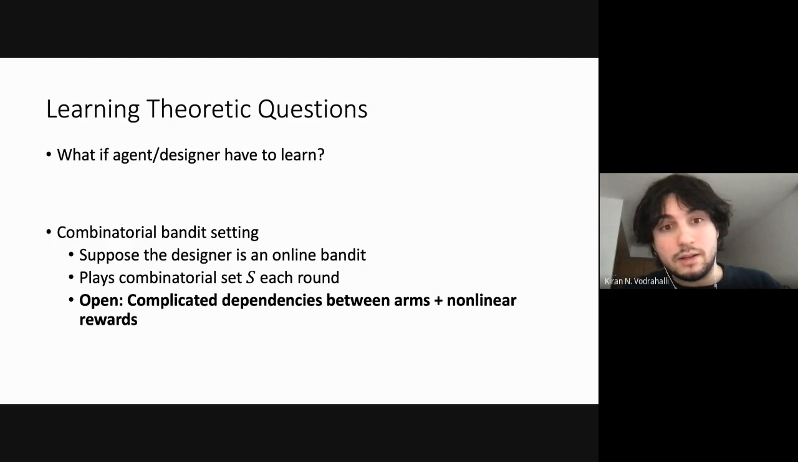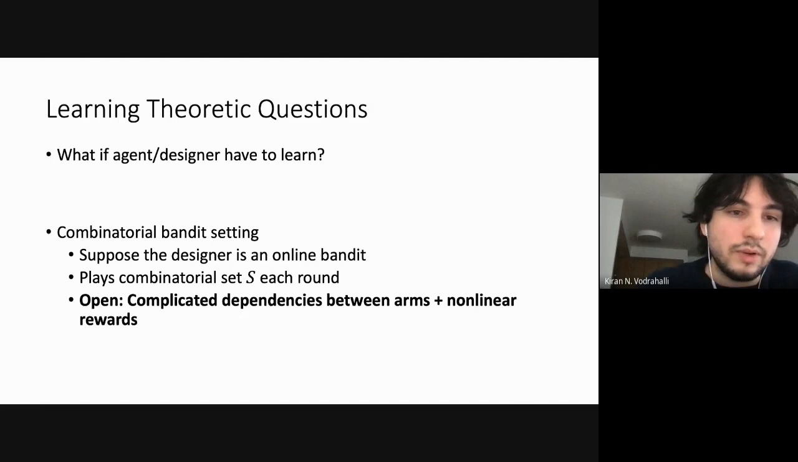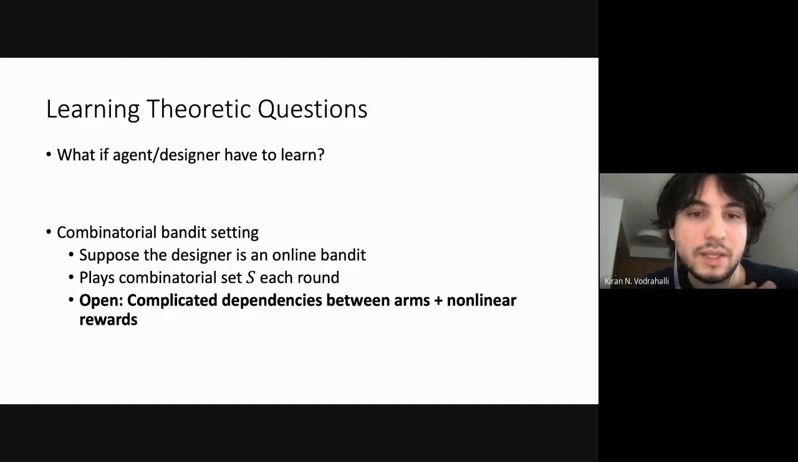And secondly, the rewards are also nonlinear. So these are two individually common assumptions which are used to simplify the problem, but here we have both of them at the same time. So this makes it an interesting question to resolve.